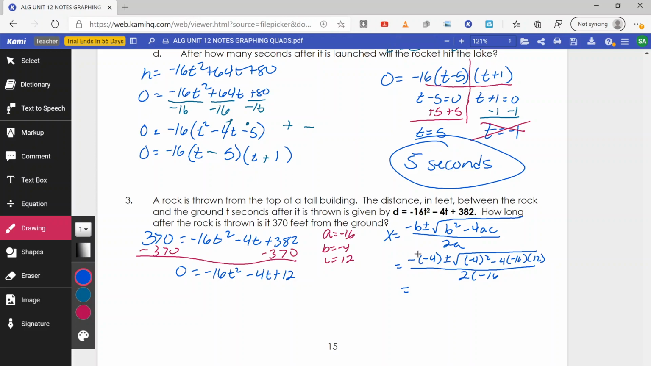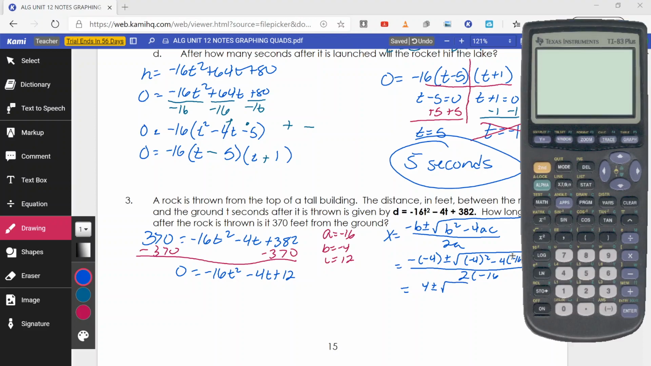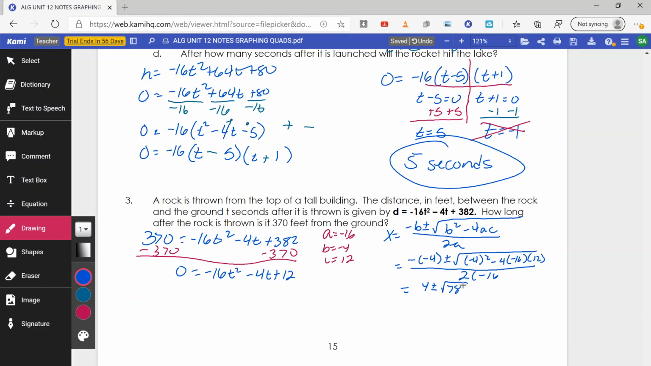So we go through and simplify -4. I change the sign, it becomes 4 plus or minus the square root. So what we'll do is -4 squared minus 4 times -16 times 12. I end up with 784, all over 2 times -16, -32.